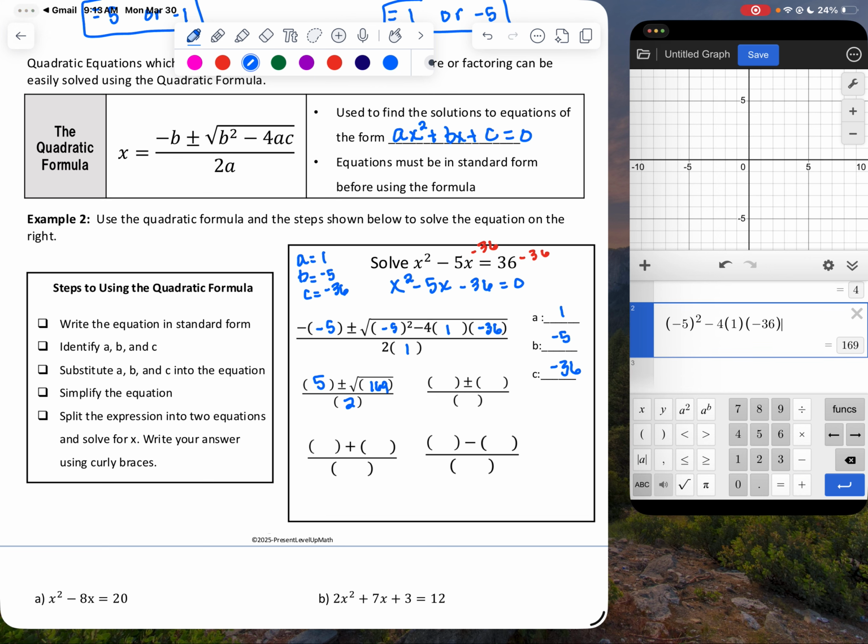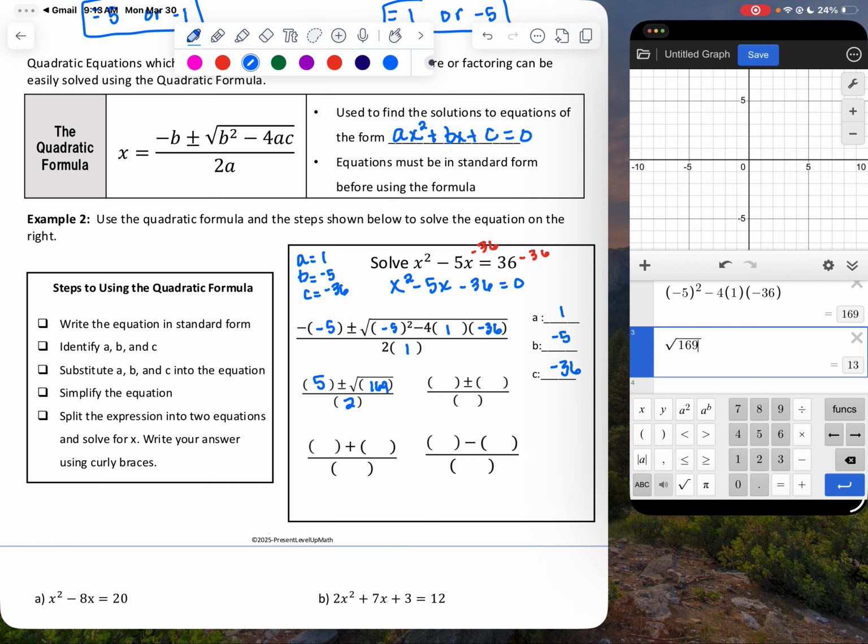Now, square root of 169 is a perfect square. If you don't know it, you can type it in, and it gives you 13. So this is 5 plus or minus 13 divided by 2. Just like we did in example 1, we can split this into 5 plus 13 over 2 and 5 minus 13 over 2. This will allow us to get our solution set. So 5 plus 13 is 18, and 18 divided by 2 is 9. And then 5 minus 13 is negative 8, divided by 2, which is negative 4.